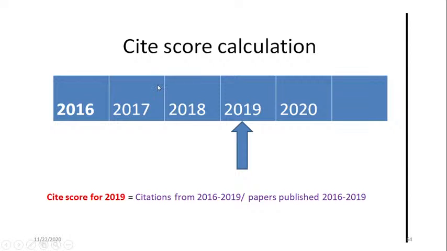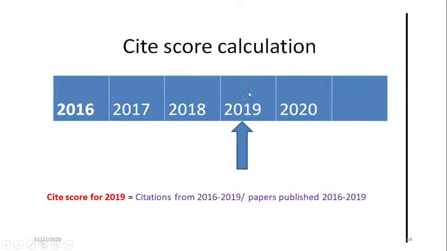Site score calculation, how they are doing. Here also it is the same thing: citation divided by number of articles published. This is for 4 years. Suppose if you want to calculate the site score up to 2019, it is 2016, 17, 18, 19, these 4 years. So the site score for 2019 is the citation from 2016 to 19.